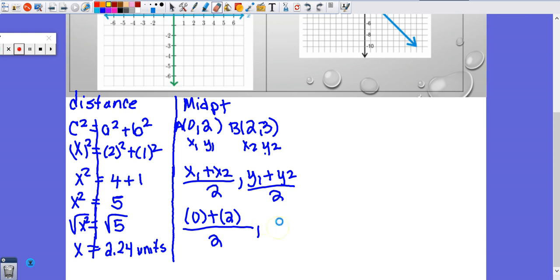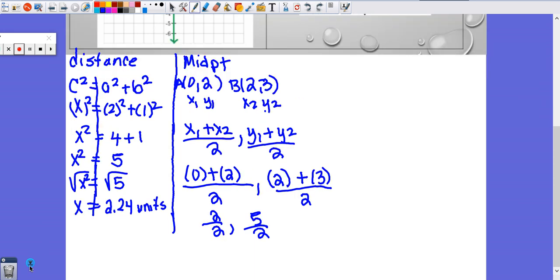It's not going to change the answer. So 2 plus 3 over 2. And then here we get 2 over 2, 5 over 2. And we're going to get the midpoint to be 1, 2.5.